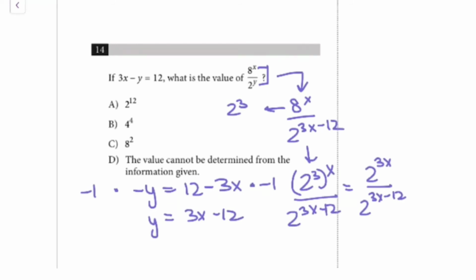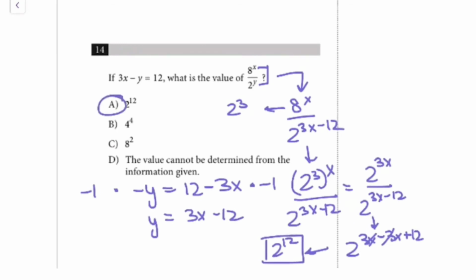And when I divide numbers with the same base with different exponents, I have to subtract the exponents. So this ends up becoming 2 to the power 3x minus 3x plus 12. So the 3x's cancel out and I get 2 to the power 12, which is answer A.